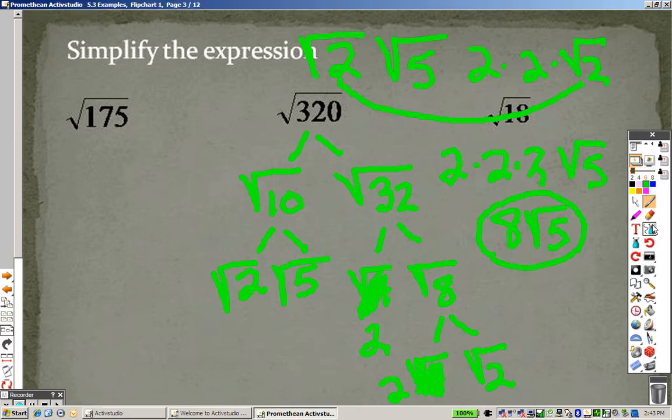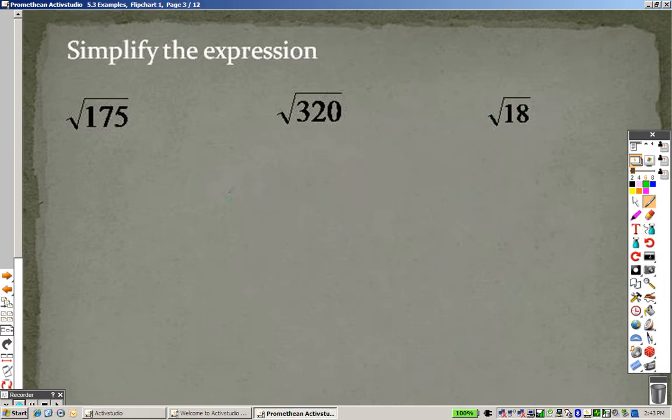8 root 5. Or, once again, if you remember your common roots and you know what's divisible, I know that 320, 64 goes into it. 64 and 5. Square root of 64, square root of 5. What is the square root of 64? 8. 8 root 5. Already done in one step. This is why I'm trying to get you to remember those common square roots. If you can find the highest common square root that goes into that, you can be done in one step.